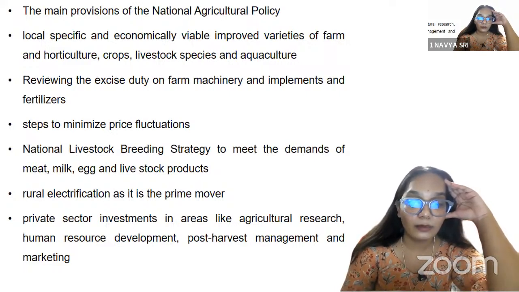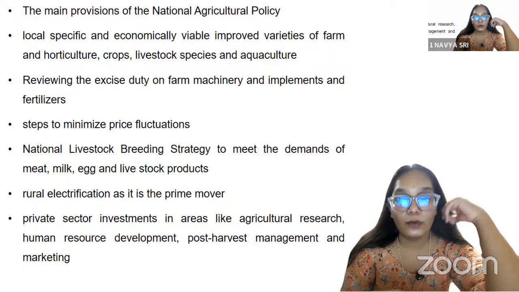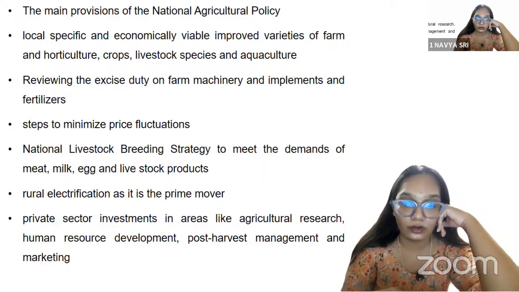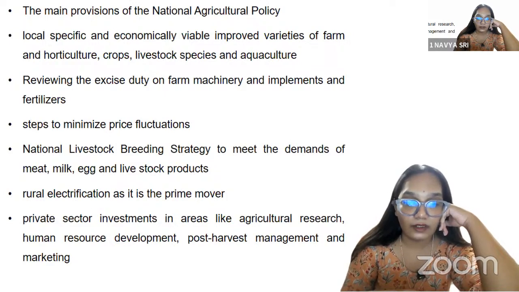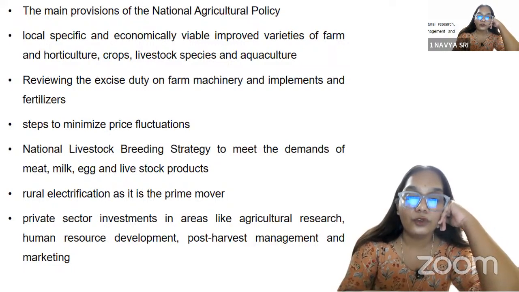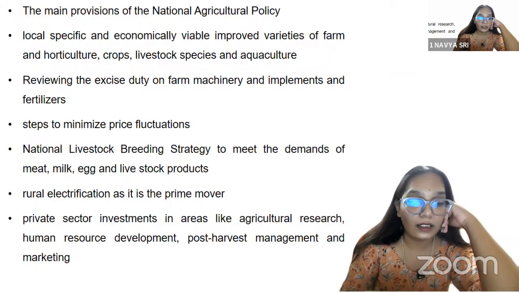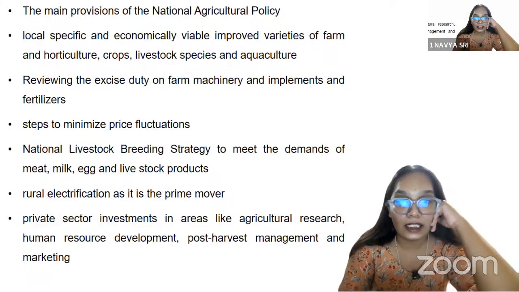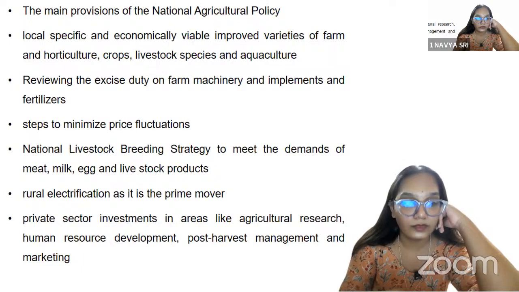See, not just the production is important, but the post-harvest management is also crucial. So what if there are perishables like vegetables and fruits, which if not consumed in a day would be spoiled? So for them, there needs to be post-harvest management and also marketing, because there's little time and little scope left. This has to be done very soon. So this livestock breeding strategy and these are the main provisions of National Agricultural Policy.